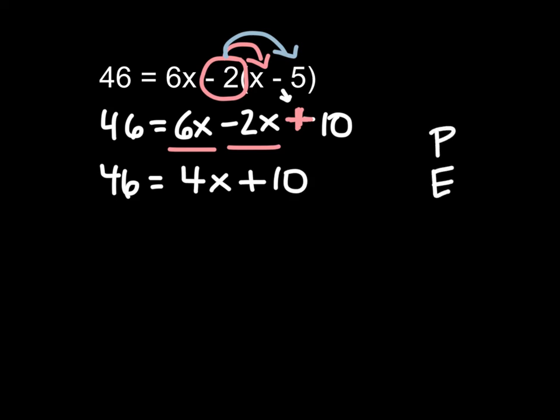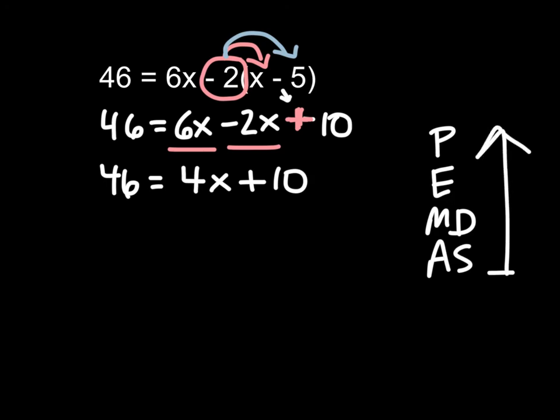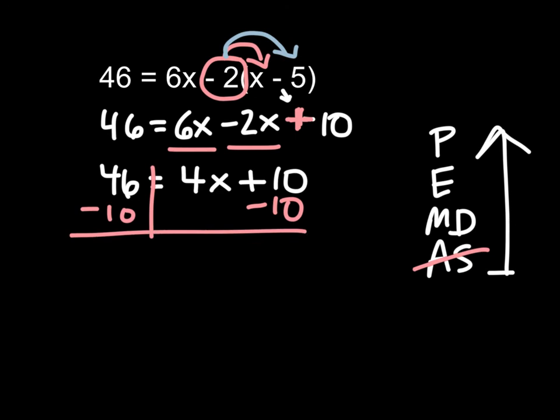Again, we are going to solve now using the reverse of PEMDAS. I'm going to subtract 10. I need to do addition and subtraction first. Subtract 10. If I do it to one side, I have to do it to the other side. 46 minus 10 is 36. Equals 4x, and positive 10 and negative 10 makes 0. Again, I could write plus 0 here, but it's unnecessary.